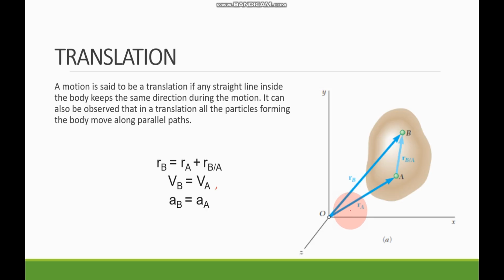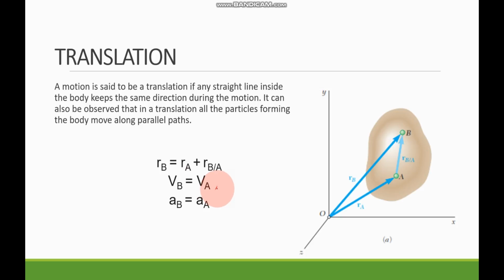So in the translation, if the paths are moving in a straight line, the motion is said to be a rectilinear translation. But if the paths are curved lines, the motion is a curvilinear translation. So kindly take note that when a rigid body is in translation, all the points of the body have the same velocity and same acceleration at any given instant.